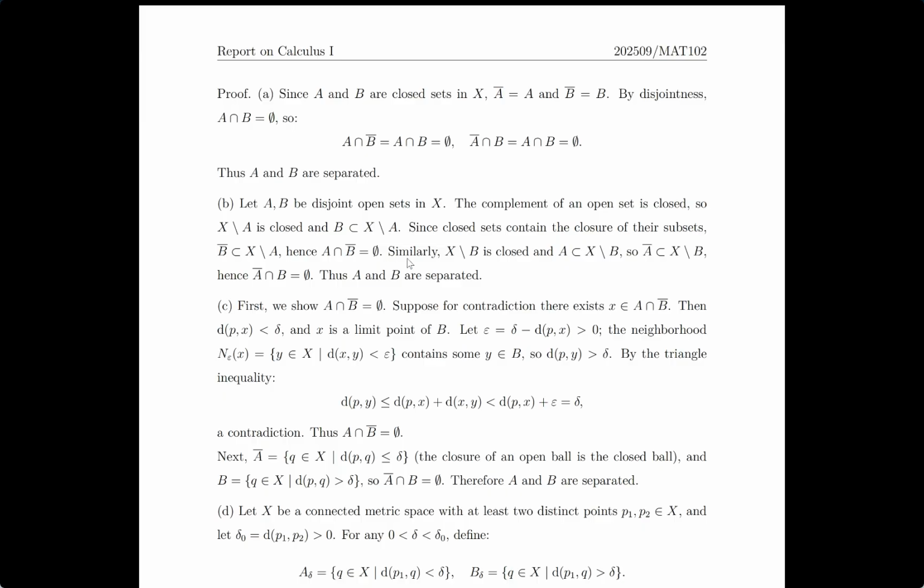Similarly, we use the same way. We can also imply that the closure of A intersects B is empty, so they are separated.